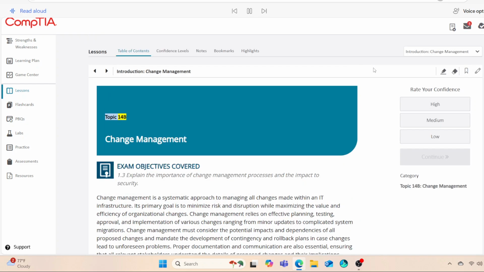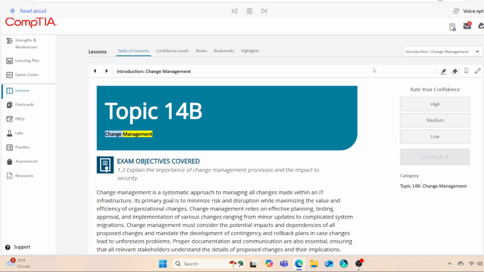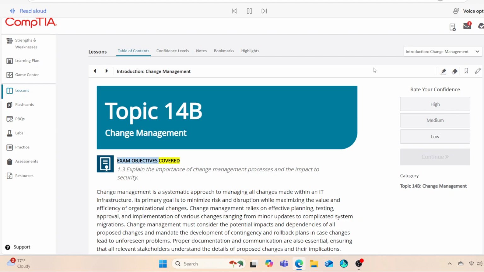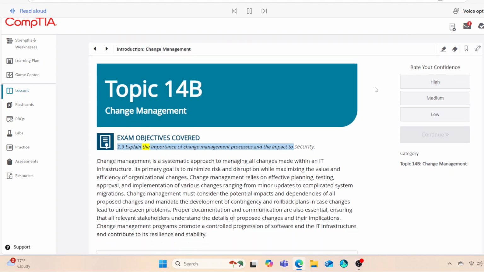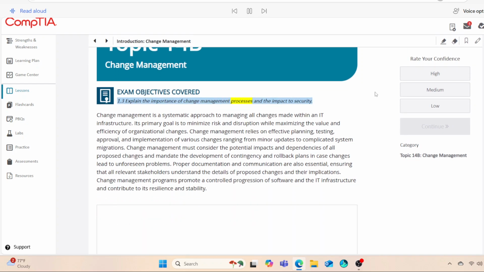Topic 14b. Change management. Exam objectives covered. 1.3 explain the importance of change management processes and the impact to security.